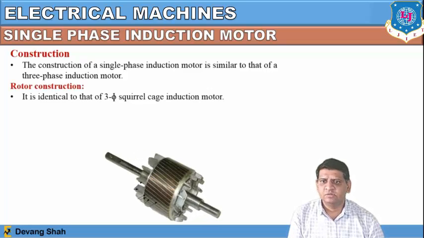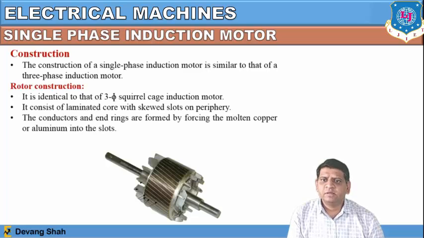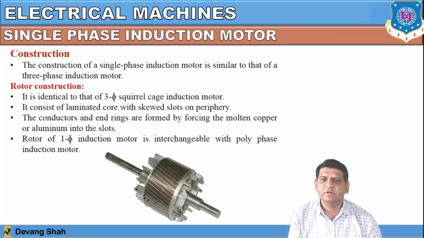The rotor construction is identical to that of a three-phase squirrel cage induction motor. It consists of a laminated core with skewed slots on the periphery. Conductors and rings are formed by forcing molten copper or aluminum into the slots. Here the rotor of a single-phase induction motor is interchangeable with that of a polyphase induction motor. You can see this diagram of the squirrel cage rotor. There is no change, as we already discussed during the three-phase induction motor.